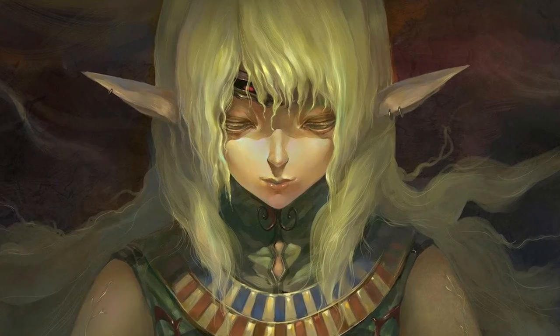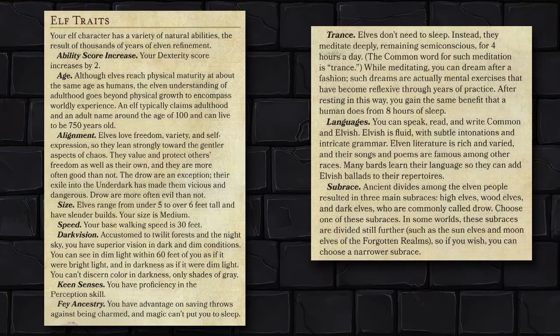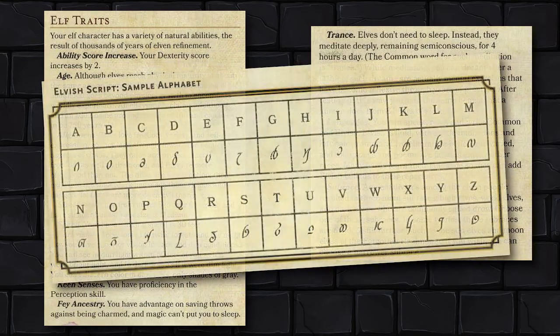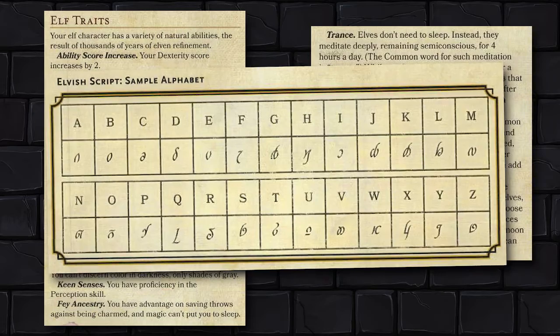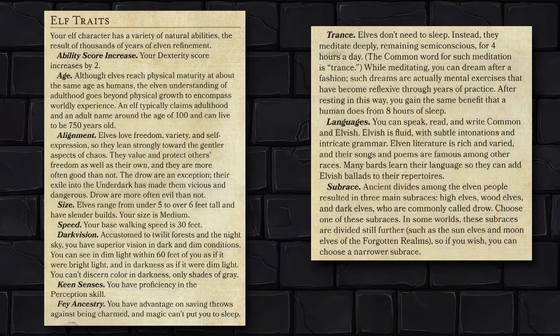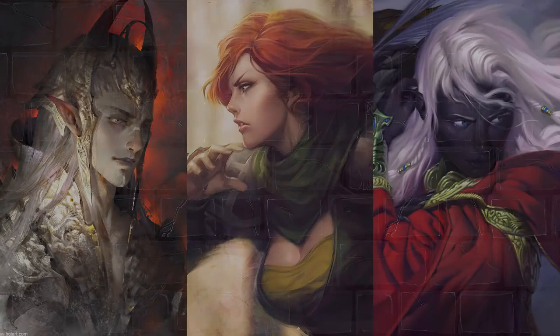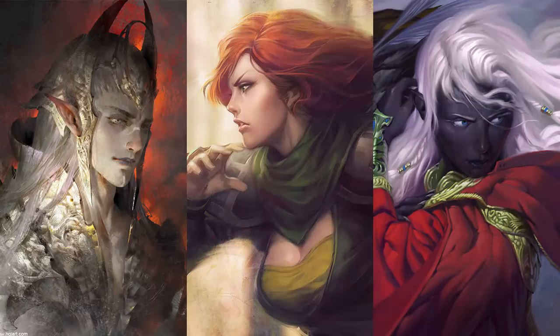Languages, obviously Common and Elvish, fluid with subtle annotations and intricate grammar. Again, there is a script for this. There is the Elvish alphabet, so go ahead, check that out if you're going to play an elf. It's very important. And sub-races. Well, elves tend to have 3 of them in 5th edition, and they're very different. They can fit into pretty much every concept that you might have.